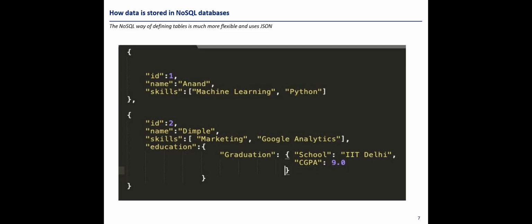And we have also education here, which in turn is a key value pair of graduation, and then which is again a key value pair of school and GPA. So here we see that in the NoSQL way of writing things or using documents, you have key value pairs and you can nest things at many levels. This is simply not possible in relational databases, and hence the NoSQL way of defining tables is much more flexible and is much more popular.